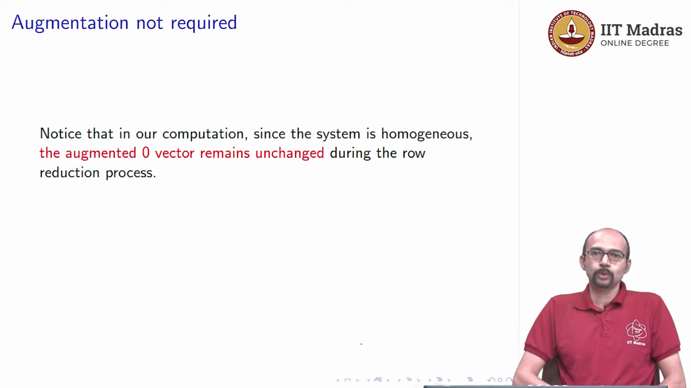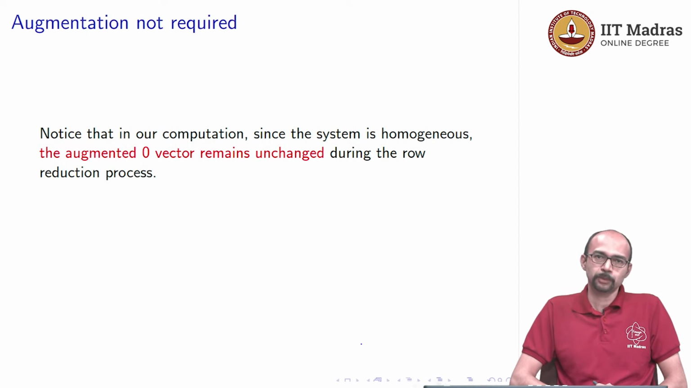To reduce our computations, remember after all this is a data science course and we are interested in efficient calculation. So, we would like to do things as efficiently as possible. We need not write that 0 0 0. So, what we will do in the next example is we will not row reduce the augmented matrix, we will reduce just the original matrix, but at the end we will remember that we have to solve for Rx equals 0.